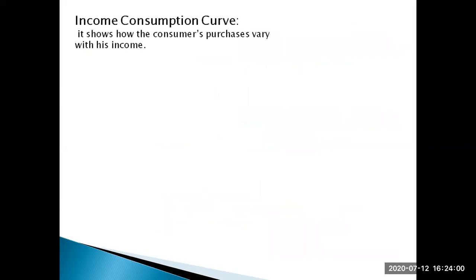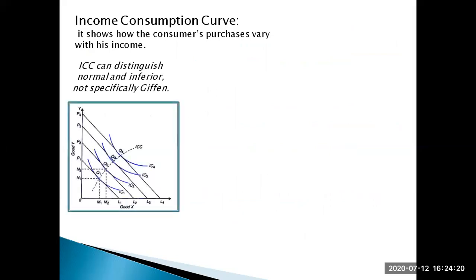Now, coming to income consumption curve, it shows how the consumer's purchases, the purchasing pattern or the preference pattern, varies with his income. This ICC can actually distinguish normal and inferior goods. So essentially, the income consumption curve checks the direction of the income effect. So it can differentiate between normal goods and inferior goods. Now, Giffen Goods being a kind of inferior good, you can always track the movements of the Giffen Good through inferior good. But to be very specific, the income consumption curve can distinguish between normal goods and inferior goods.